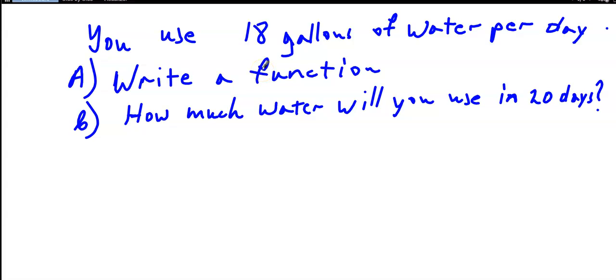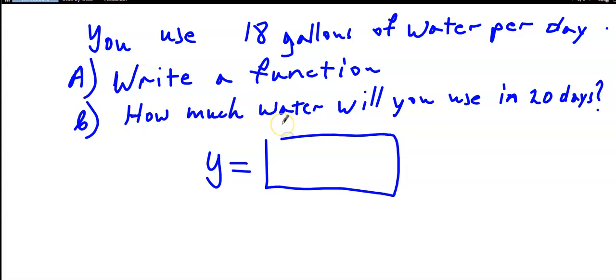Alright, you might be asked to interpret a word problem and write a function about it. A function would be a rule with an equation. So come up with y equals, and this part would be the rule part of the actual equation. It tells you that you use 18 gallons of water per day. Well, x is still going to be there. What are you going to do with x to find how much water you're going to use in, for example, 5 days?